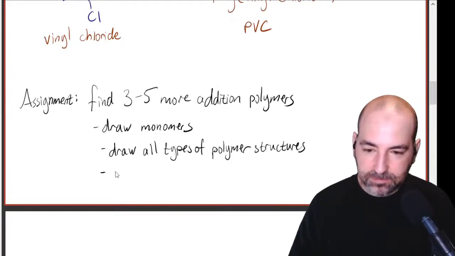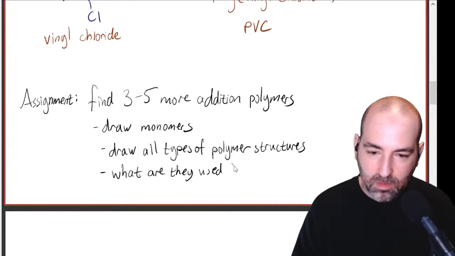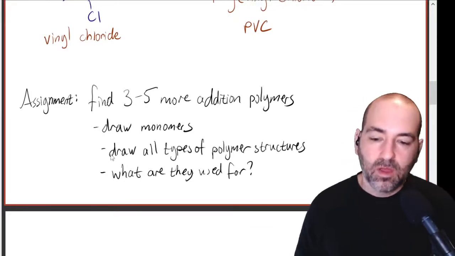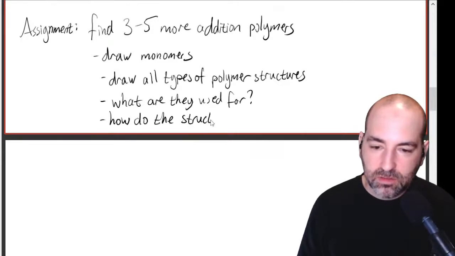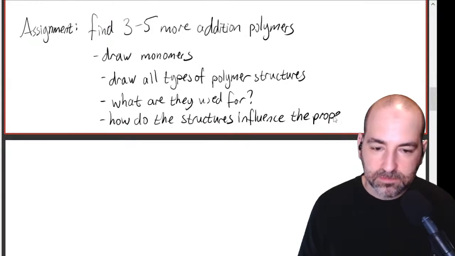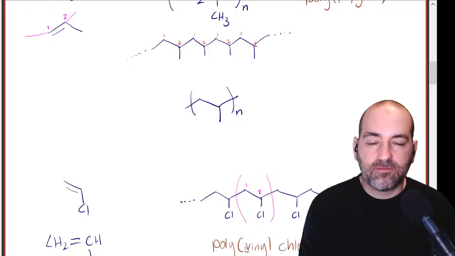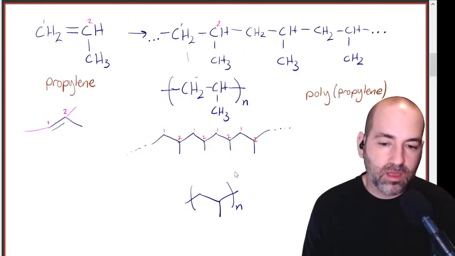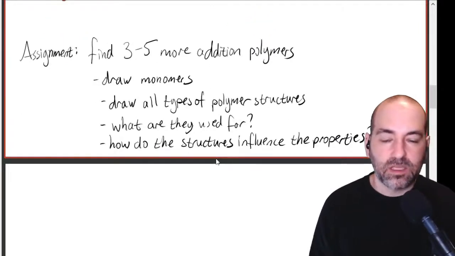And then the final step is do a little research on the uses of those polymers. So those ones that you find, now that you've drawn the structures, you've looked at them, what are they used for? And how do the structures influence the properties? That's something we didn't talk a whole lot about today, but why does having a chlorine on there give polyvinyl chloride those exceptional water stability qualities that it has? Why does polypropylene have some different properties from polyethylene? What does that extra CH3 do? And so for the polymers that you find, ask those same questions.